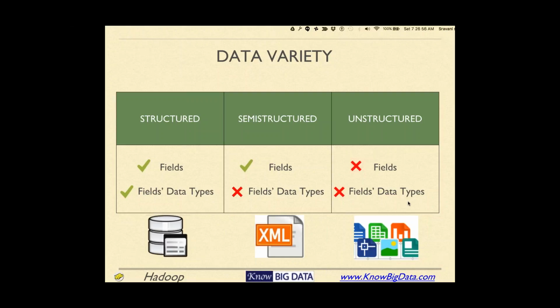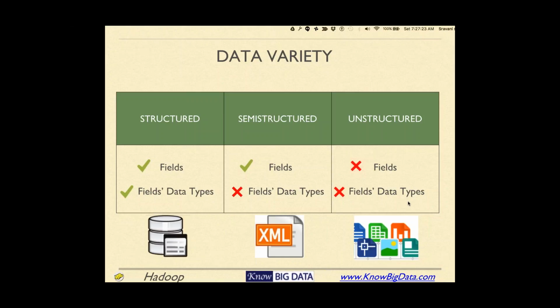and what are their data types. For example, in a database table, we know exactly what are the columns and what are their data types, correct? While in case of semi-structured data, we know what are the fields, but we do not know what are their data types. Okay, we know what are the columns, but we do not know what are the data types.